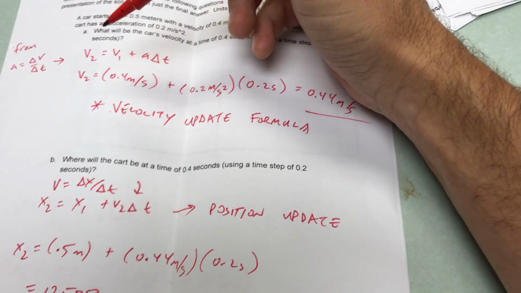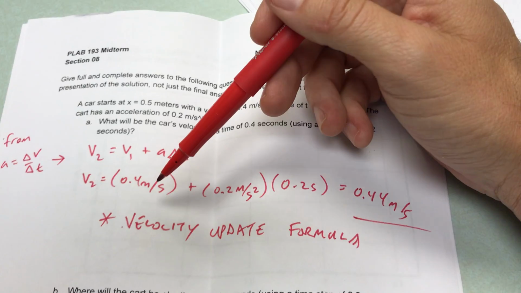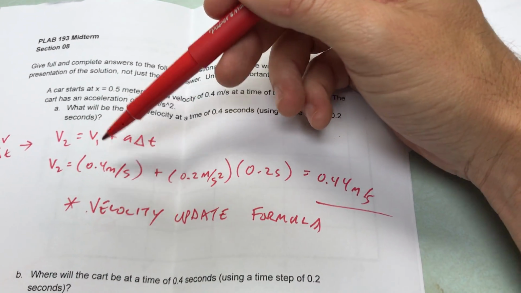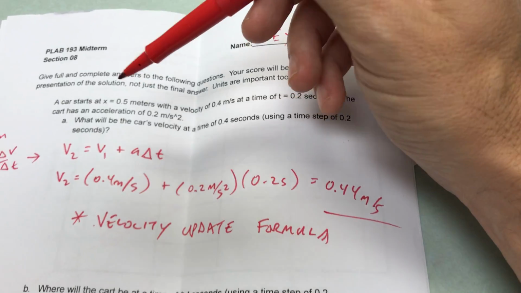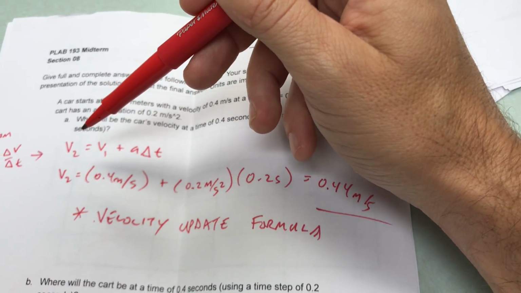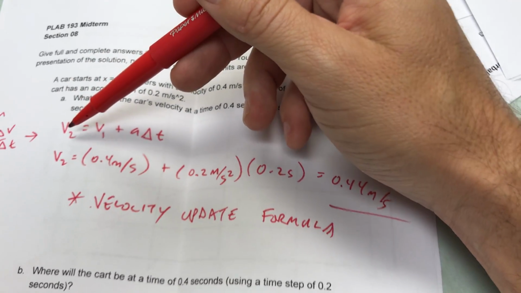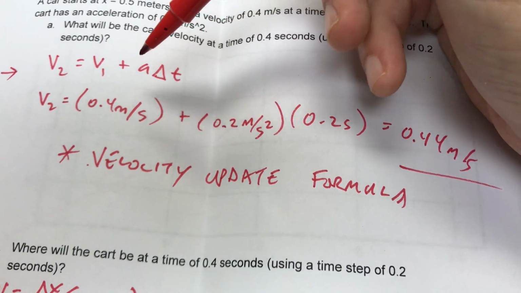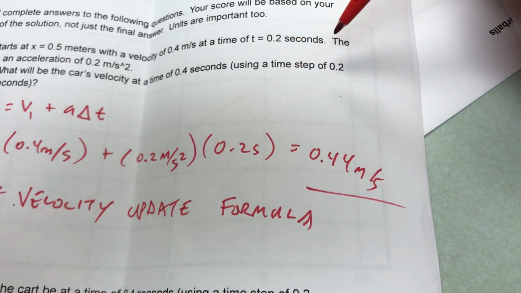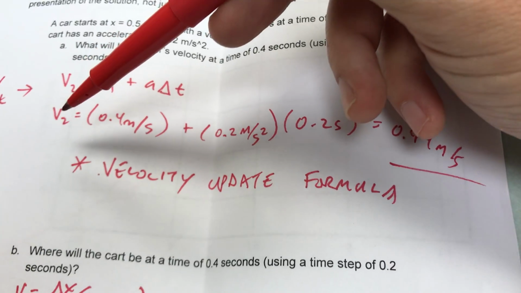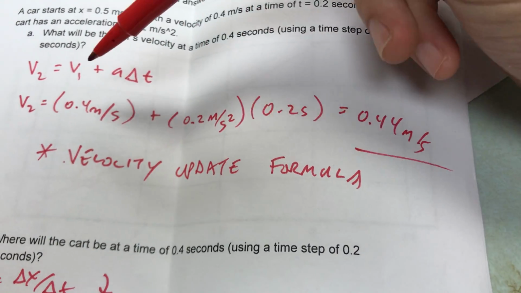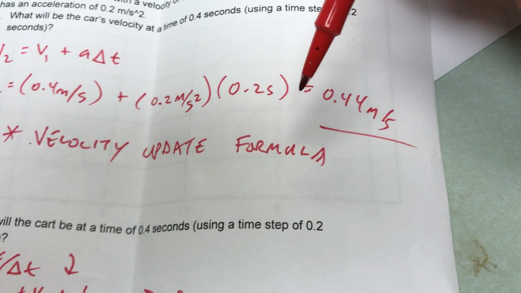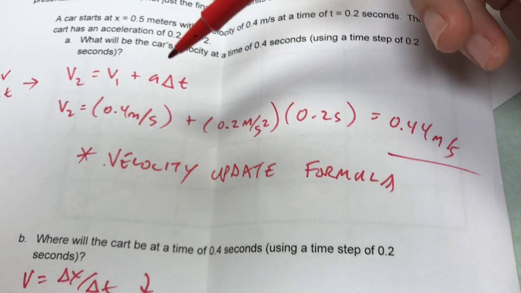So this is your standard velocity update formula from that numerical calculation. Based on the definition of average velocity and the definition of acceleration, I can find the final velocity is the initial plus acceleration times the time interval, 0.2 seconds. And so I just put in my stuff. The velocity, the acceleration, the time, I get 0.44 meters per second. And that's the velocity update formula.